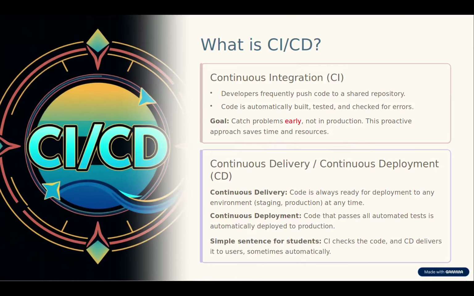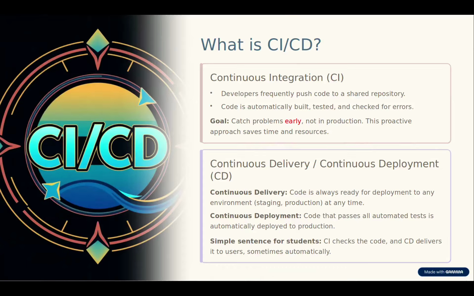So, continuous integration means that developers don't work in isolation for weeks. They push code frequently, and every time they push code, something automatically happens. It means frequently pushing code to a shared repository, and the code is automatically built, tested, and checked for errors. No manual steps, nothing at all.